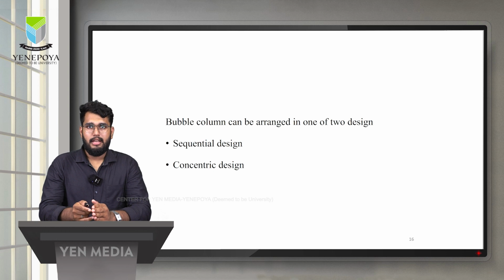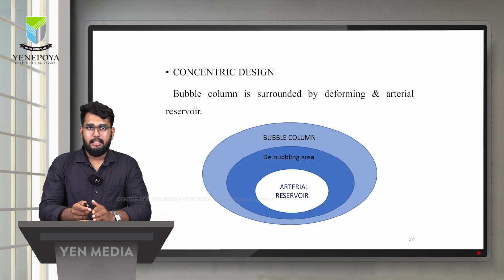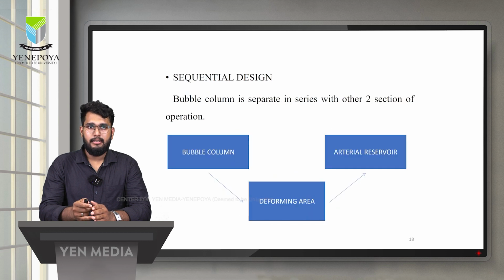So the bubble column can be arranged in two designs mainly, sequential design and concentric design. In concentric design, the bubble column is surrounded by the defoaming area and the arterial reservoir as depicted in the diagram. The bubble column is surrounded by the debubbling area and then surrounded by the arterial reservoir. In sequential design, the bubble column is in separate series with the other two sections. That is, first there will be the bubble column, then the defoaming area, and then the arterial reservoir.